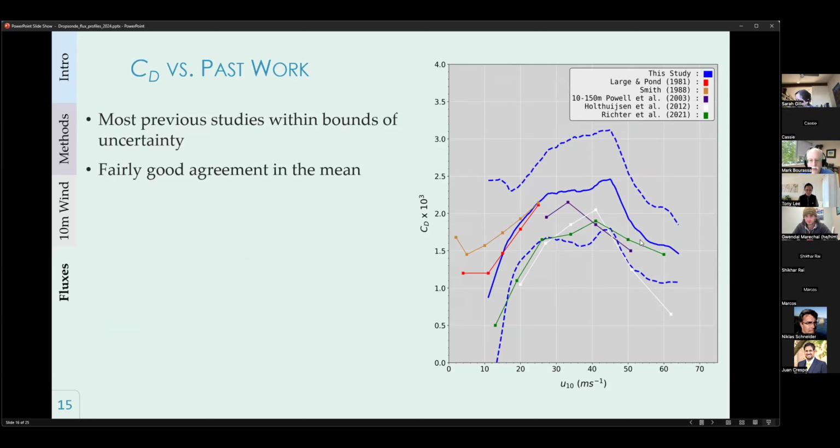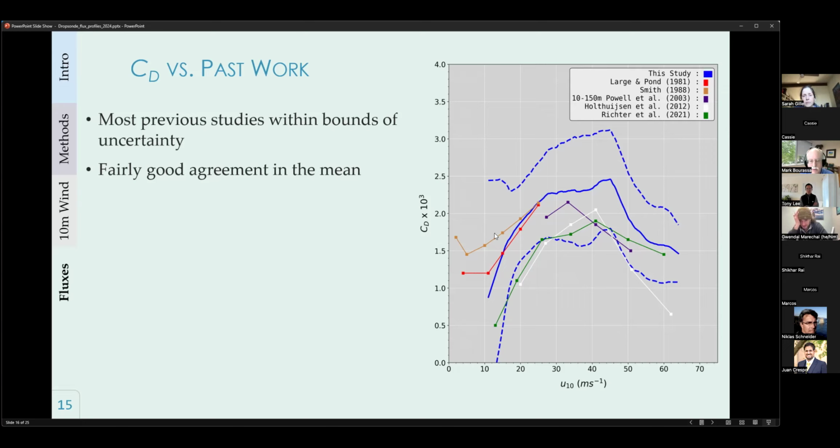Again, the blue line is our result. The dashed lines are the plus or minus 2 standard deviations of the mean. The green line is work from Dave Richter, where he uses an ensemble of profiles, meshes them together at each wind speed to get a result. Mark Powell and his colleagues did the same work in the black line, and the white is from Haltusen, who did a similar approach. Now notice all these are lower than our mean, so that was concerning, but we do see a similar shape.